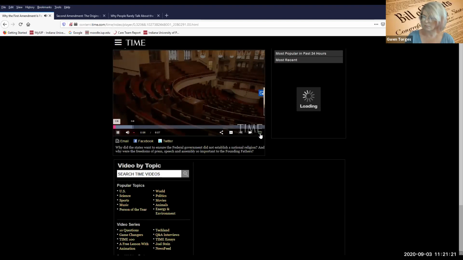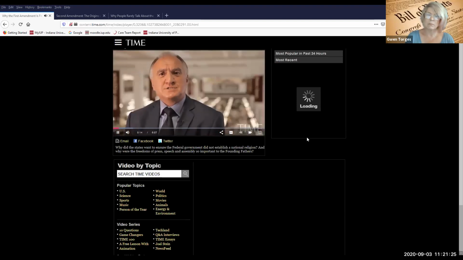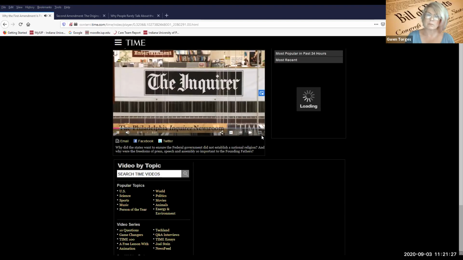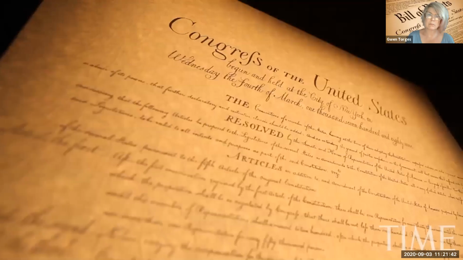Congress shall make no law respecting an establishment of religion, or prohibiting the free exercise thereof, or abridging the freedom of speech, or of the press, or of the right of the people peaceably to assemble, and to petition the government for redress of grievances.